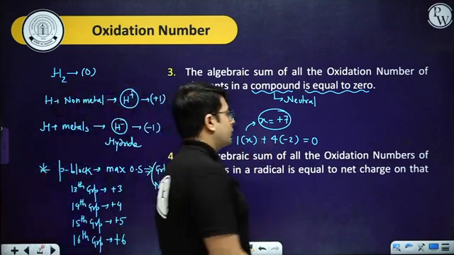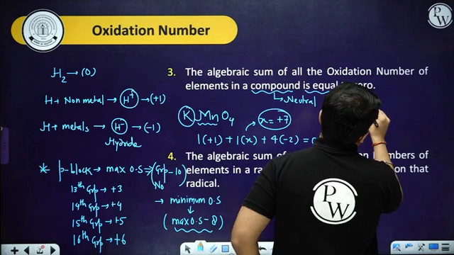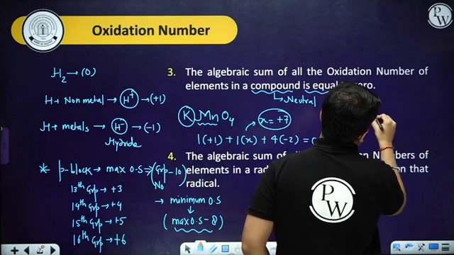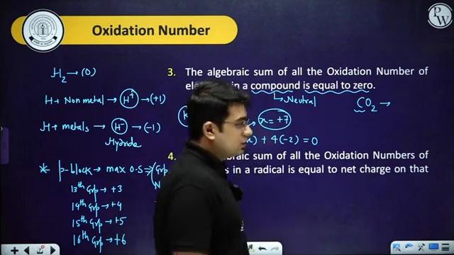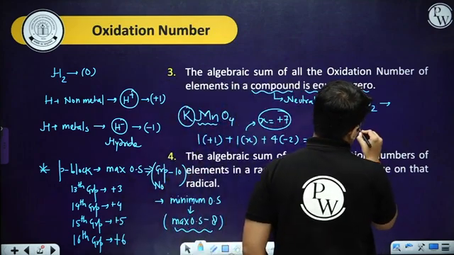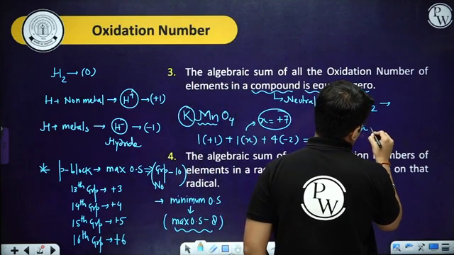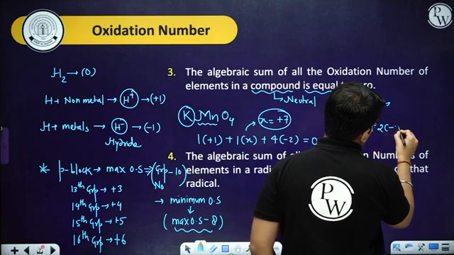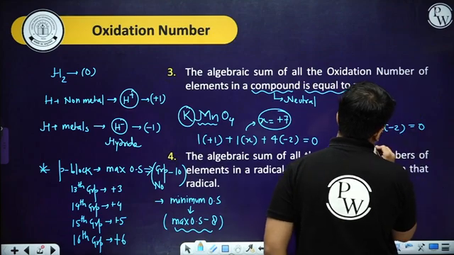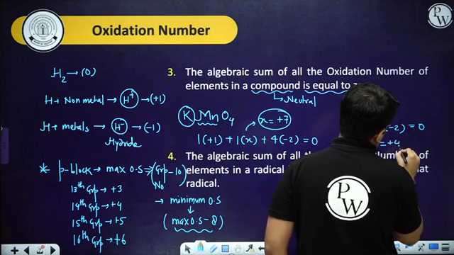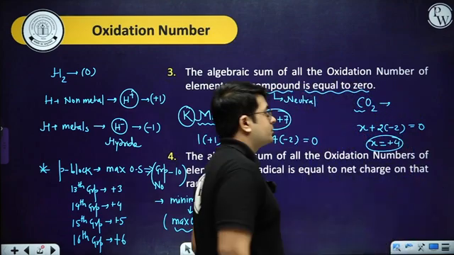Okay. For example, you can take CO2. So if you want to calculate the oxidation number of carbon, let's say this oxidation number of carbon is X plus 2 multiplied by -2 for oxygen. The entire compound is neutral, so it will be 0. So X you can say will be +4. I hope this part is clear.